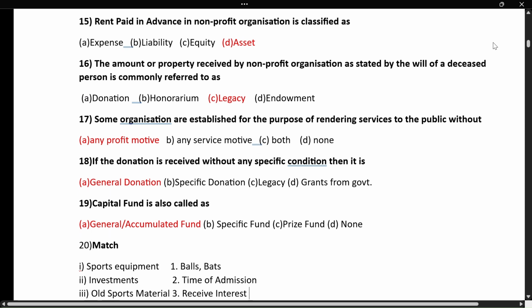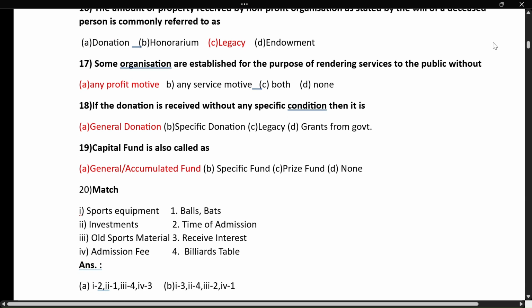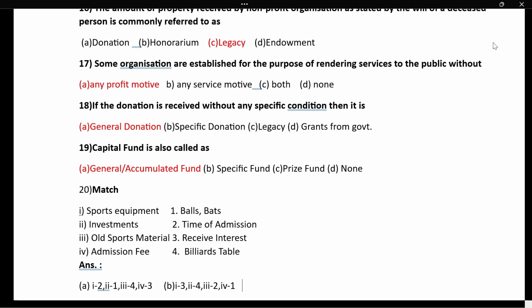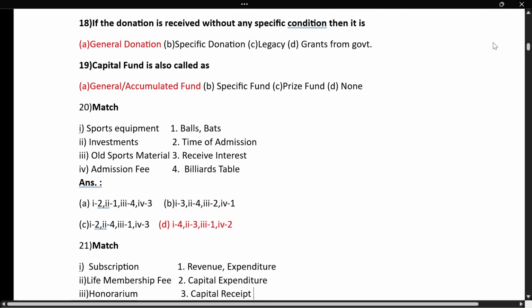The amount or property received by a non-profit organization as stated by the will of a deceased person is commonly referred to as legacy. Some organizations are established for the purpose of rendering services to the public without any profit motive. If the donation is received without any specific condition, then it is called general donation. Capital fund is also called general or accumulated fund.